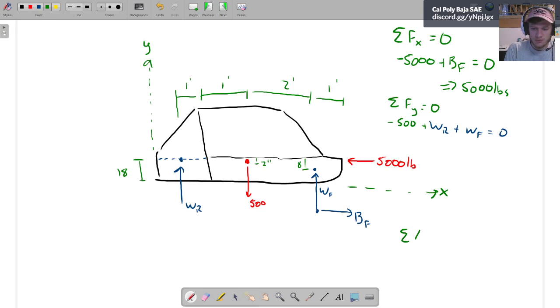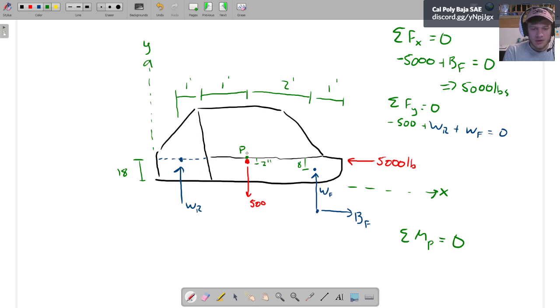And lastly, we can do the sum of the moments. So the sum of the moments, I'm going to say about the center of gravity. Actually, I'm going to say about a point right above the center of gravity equals 0. I want to do it about this point. Let me give this a name. Point P is a good point name. So the sum of the moments about point P equals 0.